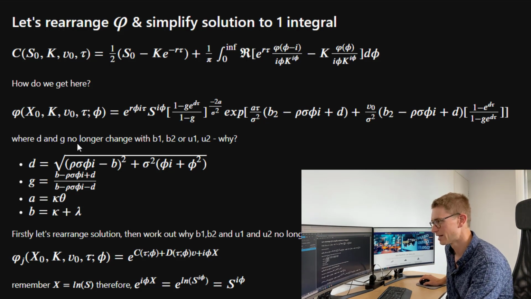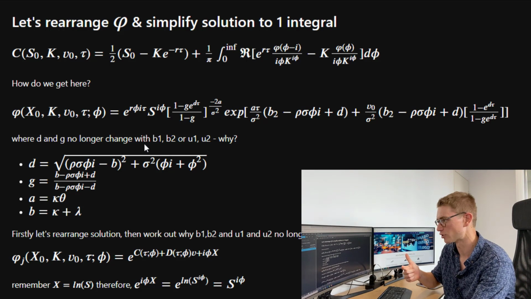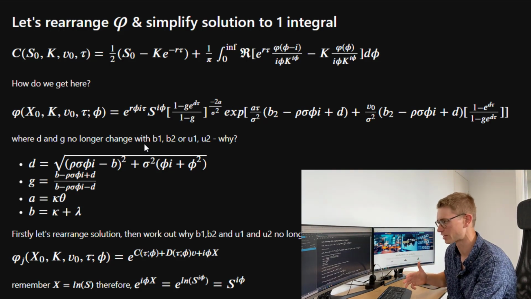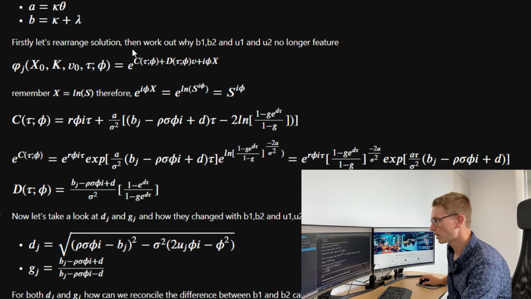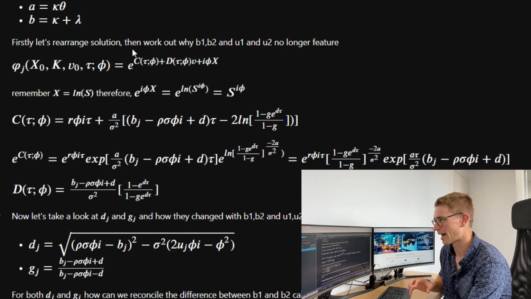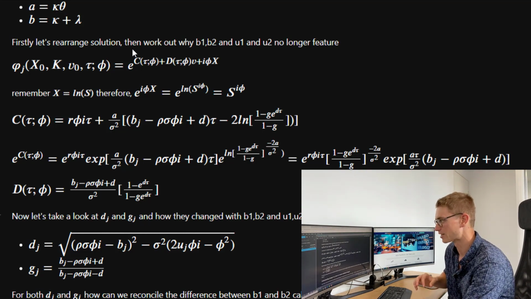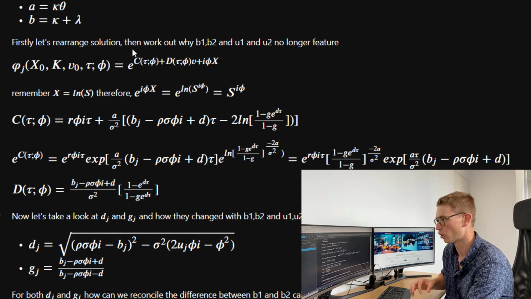Essentially, there are no longer changes with regards to the B1 and B2 constants or the U1 and U2 constants. Now, why is that between the two characteristic functions? Well, let's explain: when you rearrange the solution, you work out that B1 and B2 and U1 and U2 are no longer featured.